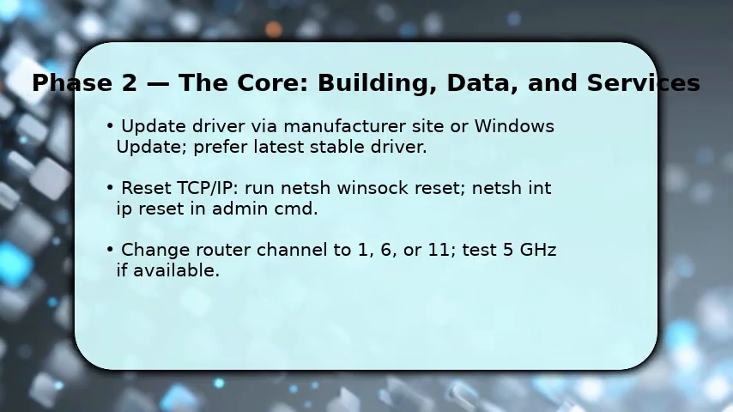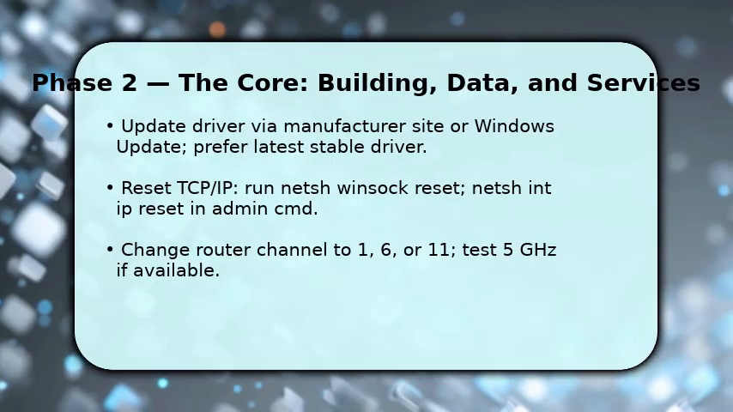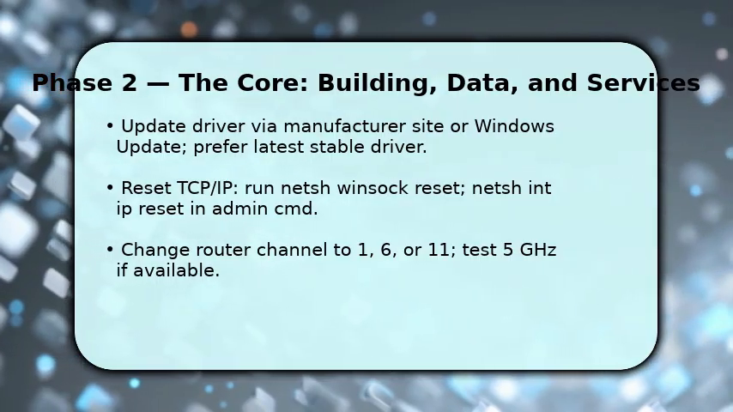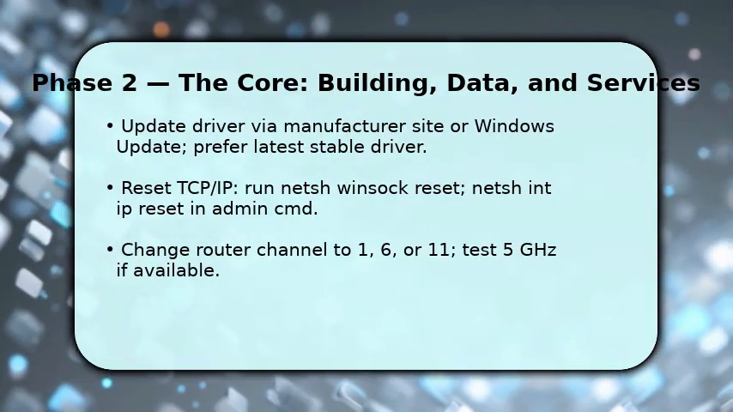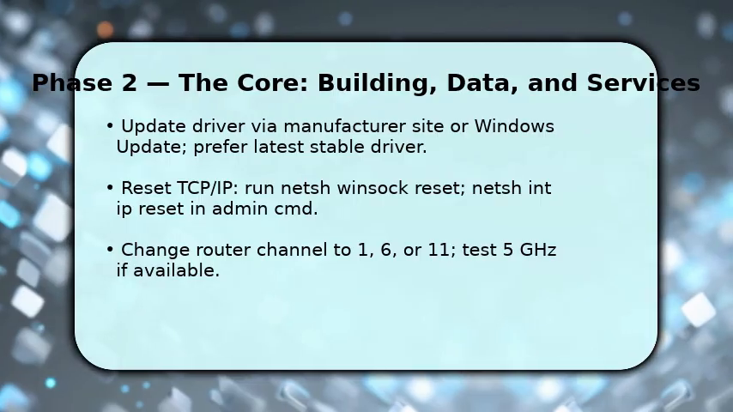On the router, change channel to 1, 6, or 11 to avoid interference and switch between 2.4 GHz and 5 GHz to test stability. Make sure to reboot both PC and router after each change so you can see which step fixed it.